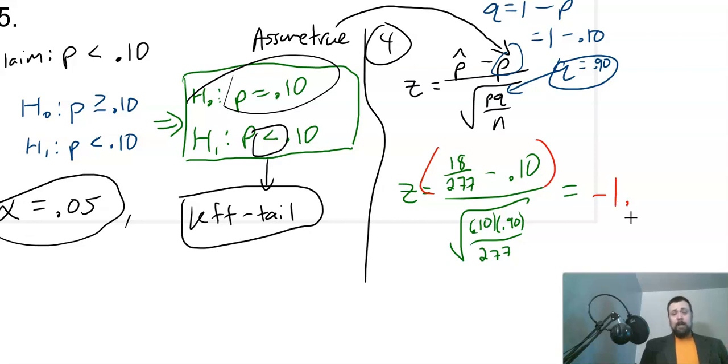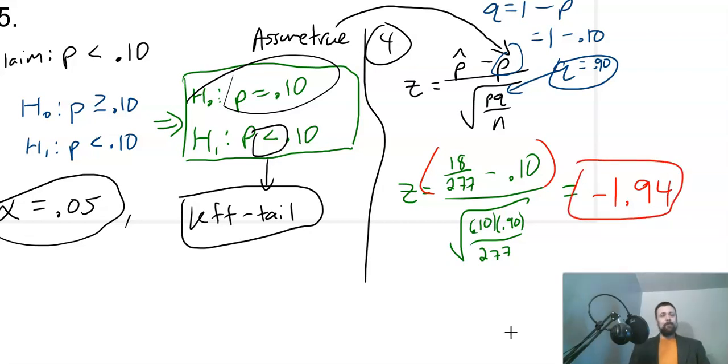and it's okay. Test statistics can be negative. I don't know how often that's happened previously, but that is a thing. It doesn't mean you did anything wrong. Negative 1.94. I'm going to go 2 decimal places again. I hope that's okay for finding the p-value. All right, so negative 1.94.